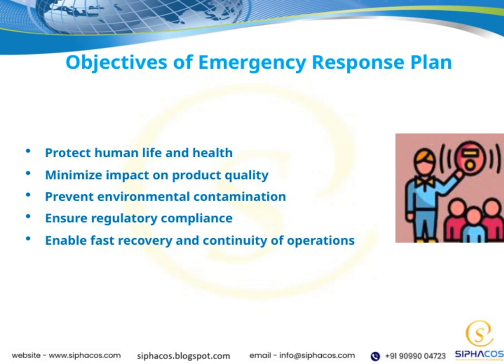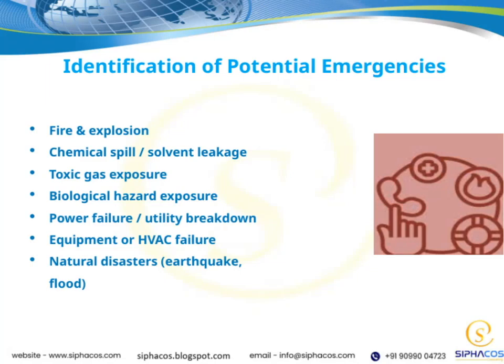When it comes to emergency preparedness, it's crucial to recognize the variety of potential hazards we might face. For instance, fires and explosions are some of the most immediate threats, often resulting from equipment malfunctions or accidental ignition sources. Chemical spills or solvent leakages can pose serious health risks and environmental damage if not managed quickly.